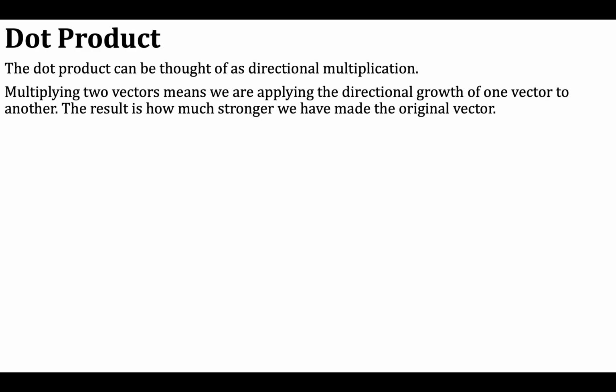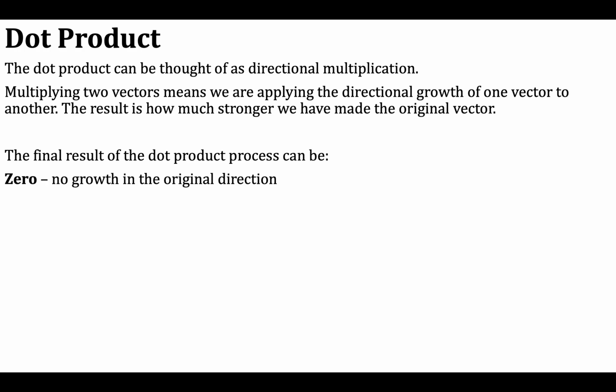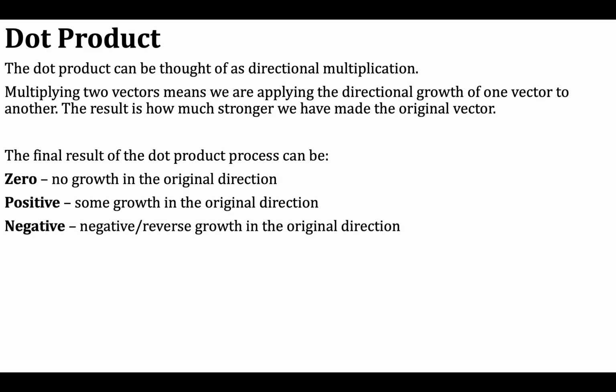So while we're multiplying 2 vectors together, our result will actually be a scalar. Okay, it will be a constant. So just be aware of that as we go through here. So the final result of the dot product process can be 0. There might be no growth in the original direction. It might be positive, where there's some growth in the original direction. Or it might be negative, where there's obviously negative growth in the original direction, or the growth has been reversed.